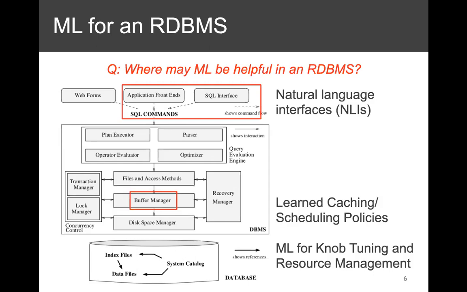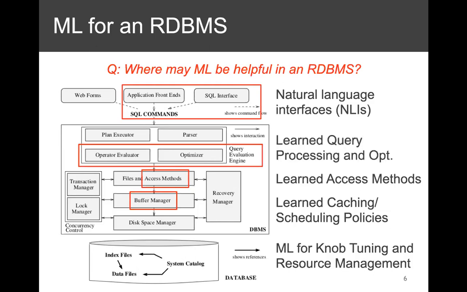Another area is buffer management. There's a bunch of learned caching and scheduling policies that people have studied. We will look at some examples over here. Recollect that these policies affect efficiency. Access methods: we saw index structures, we saw file layouts. Turns out that you can actually design better index methods and file layouts if you use machine learning methods instead of hand-designed data structures.